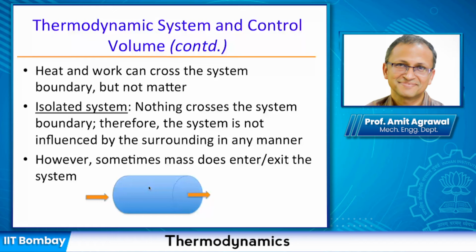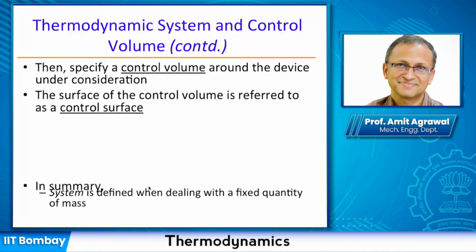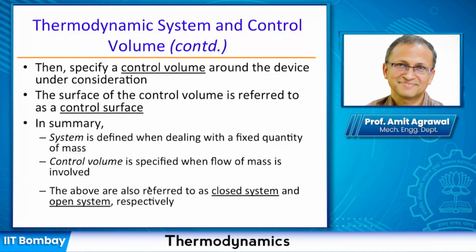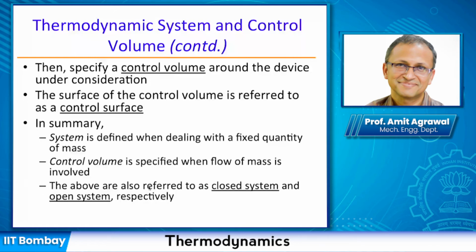When the mass is not changing, I'm calling that a system, which is what is summarized here, or a closed system, as you can see. My mass is not changing. And the second case, when the mass is changing, I will call that my open system. And then we are going to do a control volume analysis.